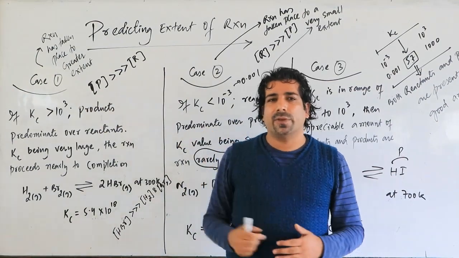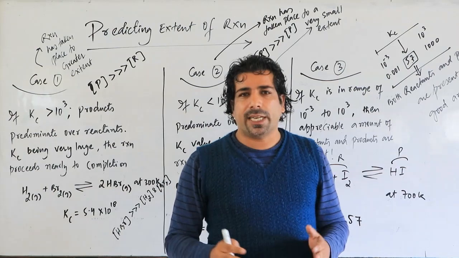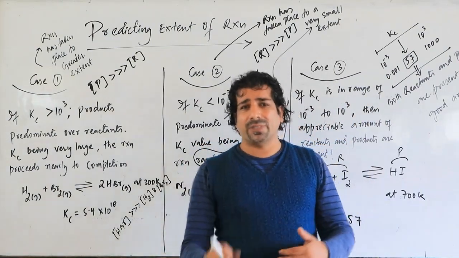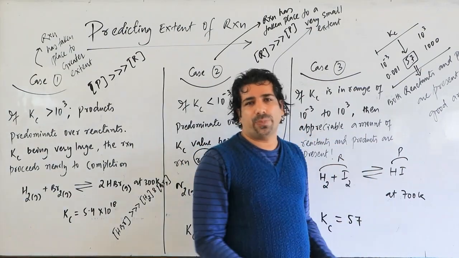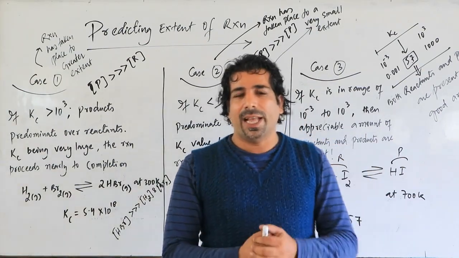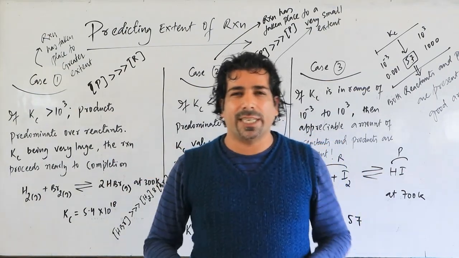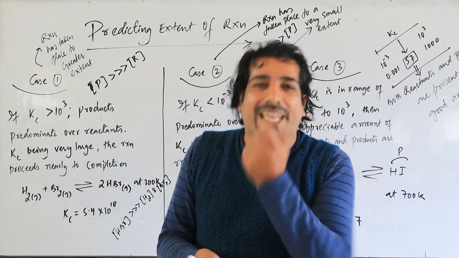In the second case, we have seen when Kc value is less than 10^-3, at that time reactants were more than products at equilibrium. So when reactants were more than products, understand that reactants do not want to change into products easily. That means reactants are predominating the products. So the reaction has taken place rarely, or it has taken place to a very, very small extent.